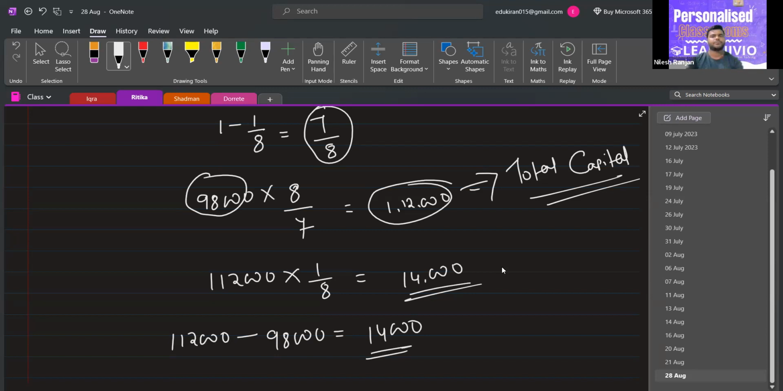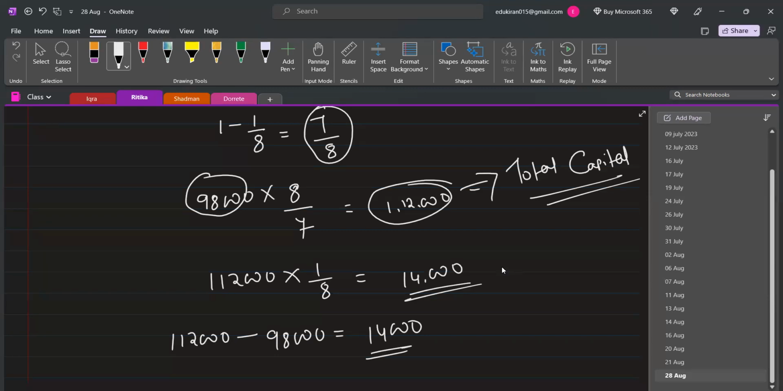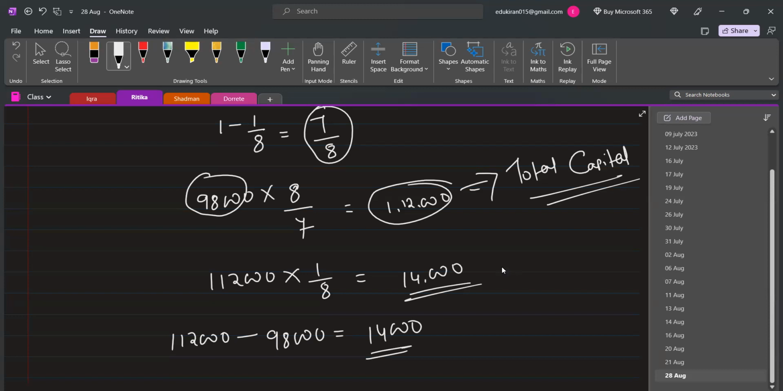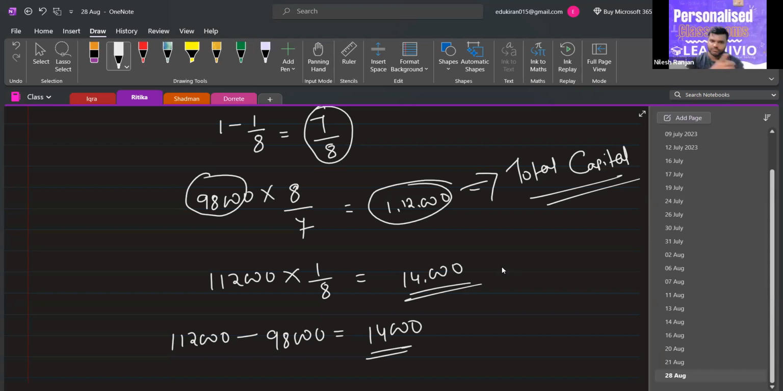Okay. So do you have any doubt? Any question you have? No, sir. Everything is clear. Actually, this adjustment of capital is not fully clear.